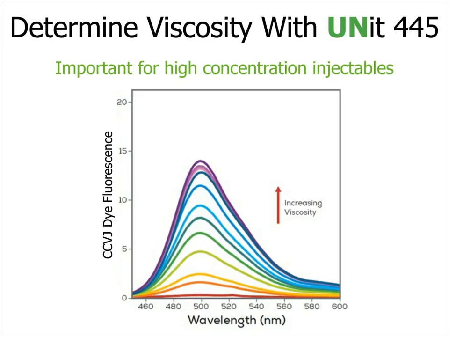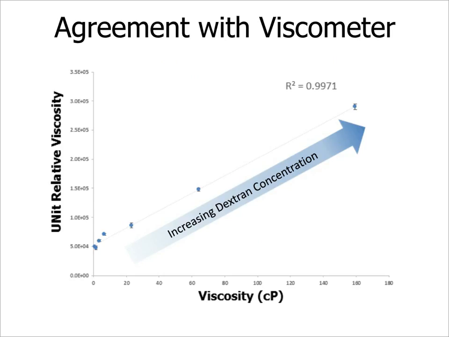This allows us to characterize viscosities in the absence of shear, which is important for characterizing potentially injectables or for various processing steps, and also as a measure of protein-protein interactions. It agrees very well with a viscometer. In this case, we have data of increasing dextran concentration measured on a commercial rheometer system, where we've measured the actual viscosity, then compared that against the fluorescence of our viscosity-sensitive dye, and you can see that the correlation is extremely good.